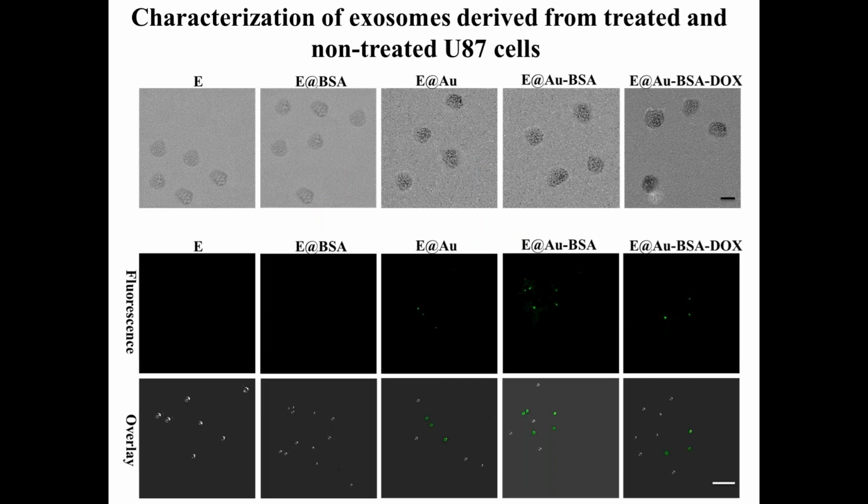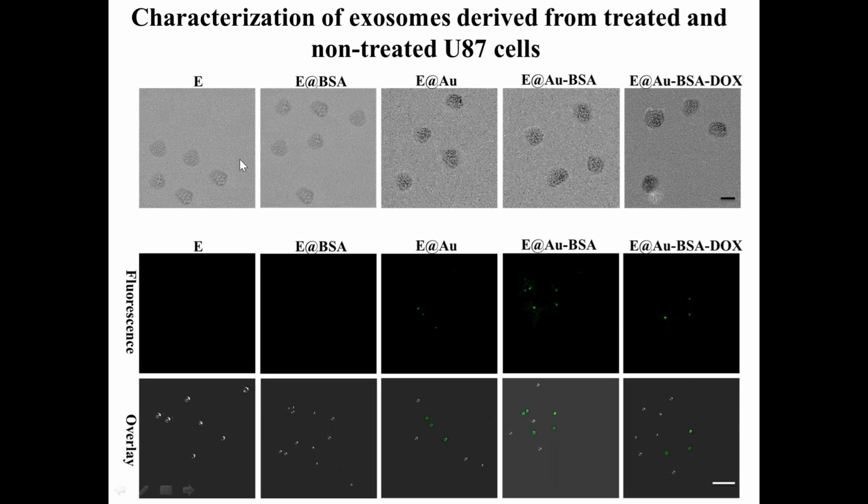Here is the characterization of exosomes derived from treated and non-treated U87 cells. First one is the TEM image of exosomes. First, this one is blank exosome, derived from non-treated U87 cells. Second one is derived from U87 cells treated with BSA. This one is treated with gold BSA and doxorubicin. In the TEM image, we can observe exosomes derived from treated U87 cells have black dense dots, which confirm loading.